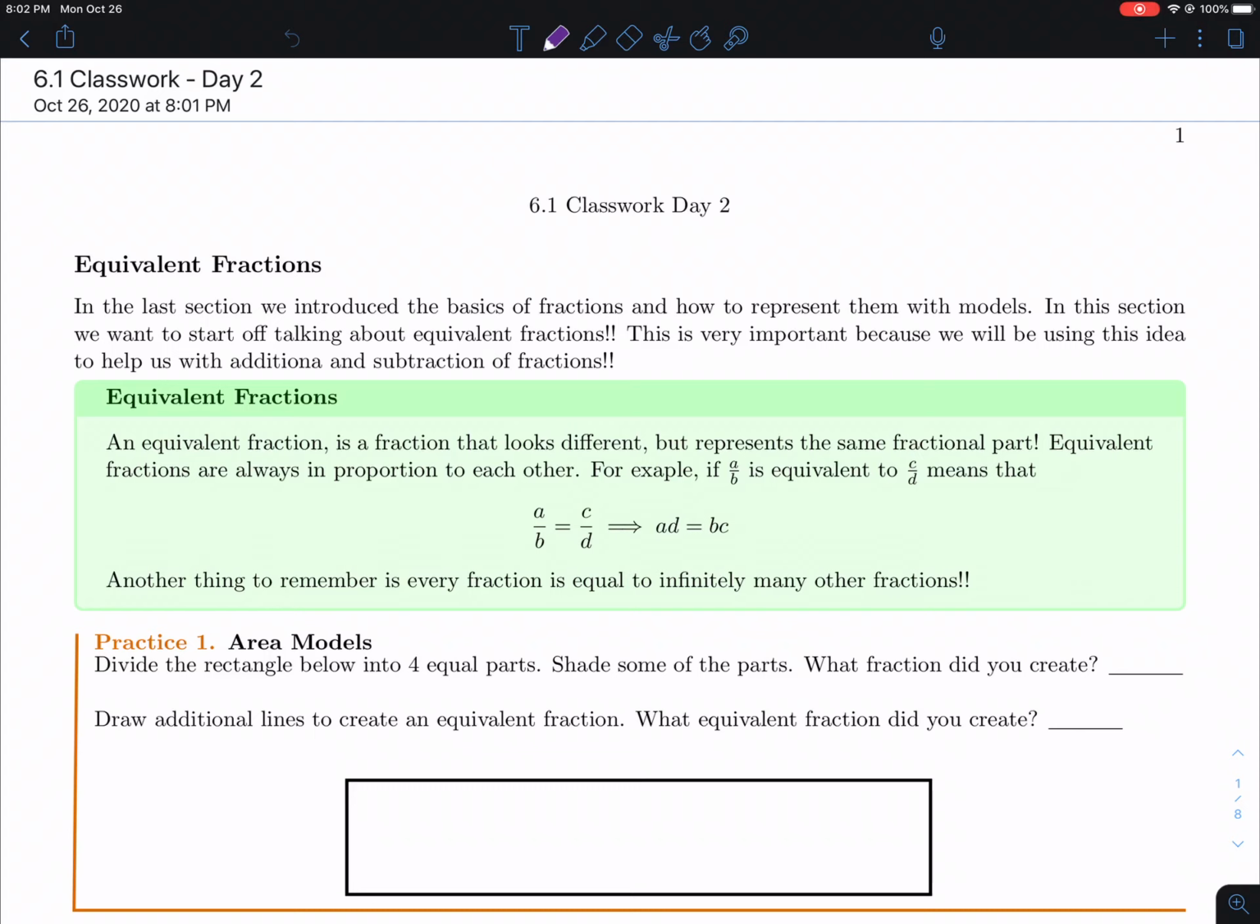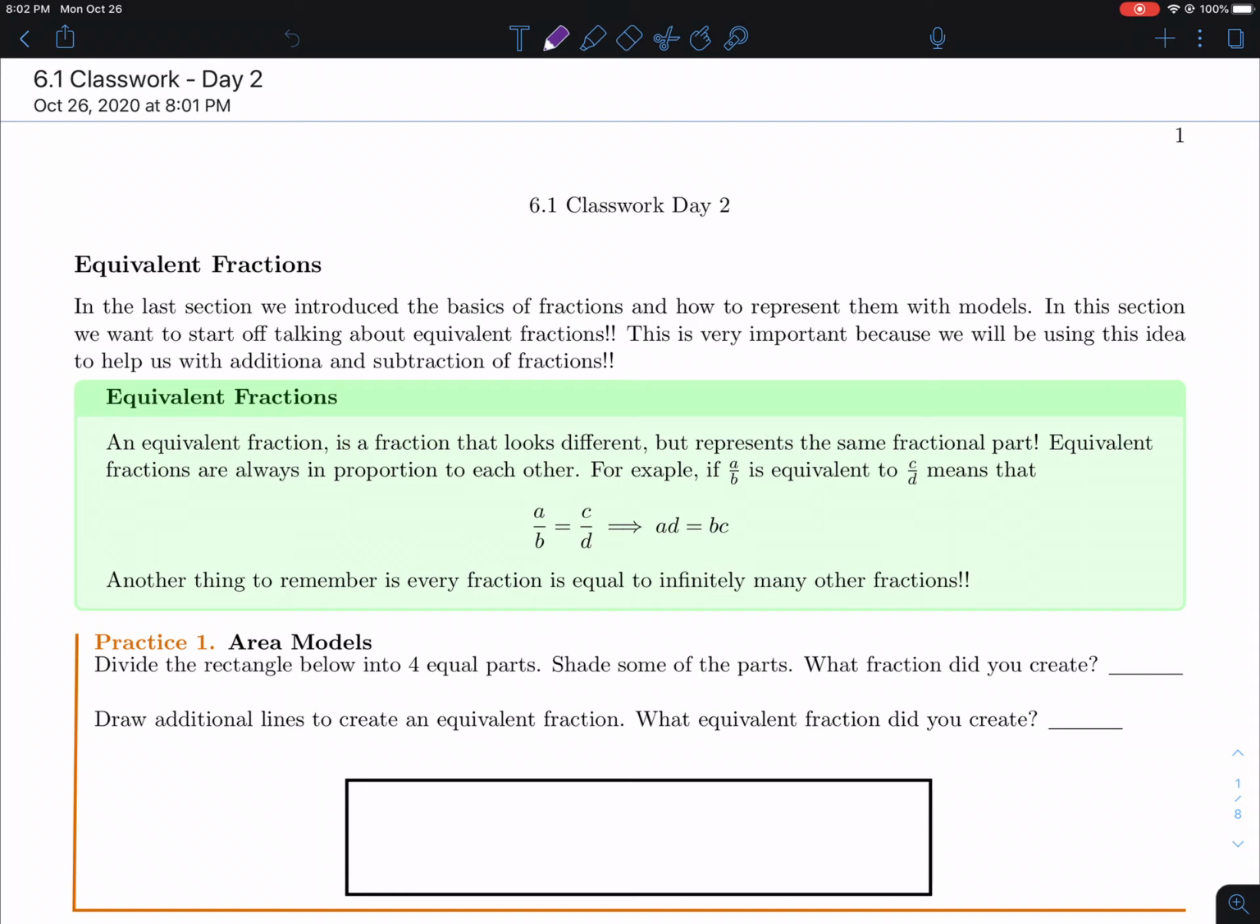Well, welcome to day 19 of Corona Online School, and today we're going to finish up section 6.1. Last time we had just talked about basic ways to represent fractions and some stuff like that. Today we want to talk about equivalent fractions, which is going to come in handy when we want to talk about addition and subtraction. We also want to talk about ordering fractions, so that way we can tell when one's bigger or smaller than another one. So a lot of good stuff going on today with fractions.